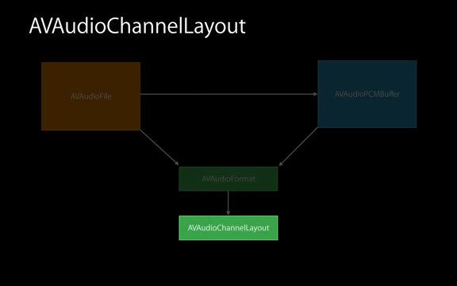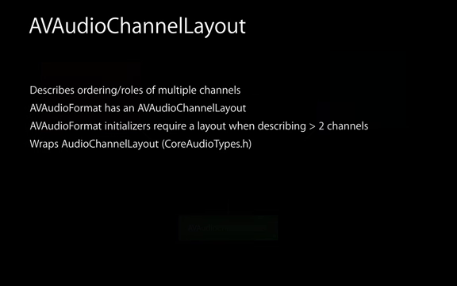Let's look at AV Audio Channel Layout. Briefly here, this describes the ordering or the roles of multiple channels, which is especially important, for example, in surround sound. You might have left, right, center, or you might have left, center, right, and so on. It's important to know the actual order of the channels. So every AV Audio Format may have an AV Audio Channel Layout. And in fact, when constructing an AV Audio Format, if you're describing 3 or more channels, you have to tell us what the layout is.